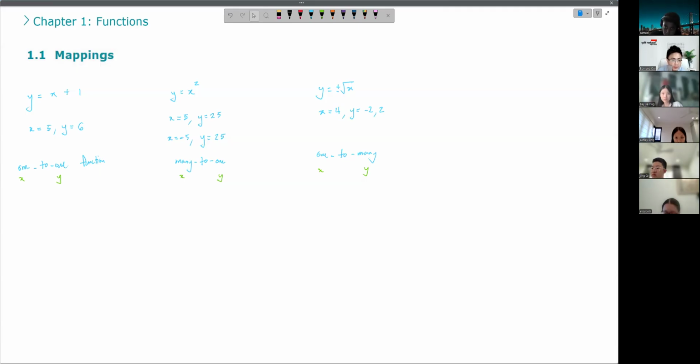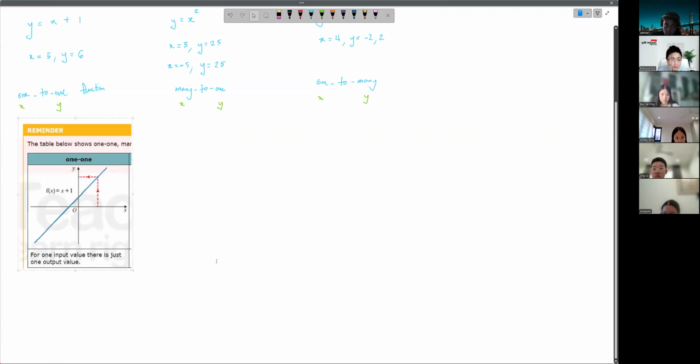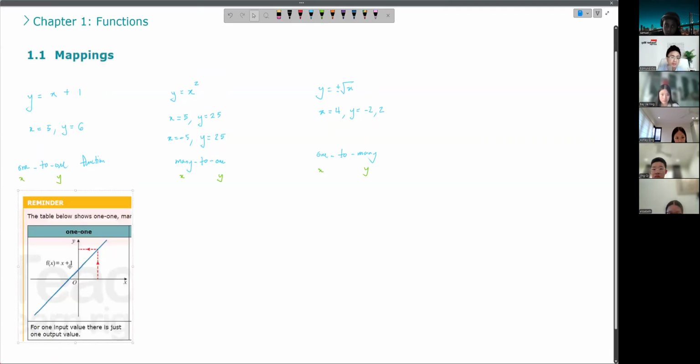So in the notes, I hope you guys have received it. This is the graph for one-to-one, f(x) equals x plus 1. f(x) is a notation for function, we will learn later. For now you treat it as y. So y is x plus 1. This is the graph, a straight line. There's only one x that can give you that particular y.